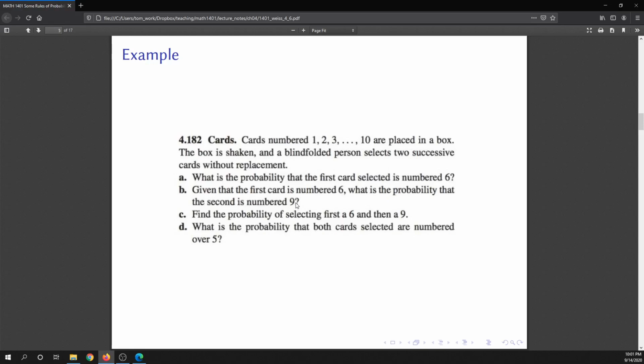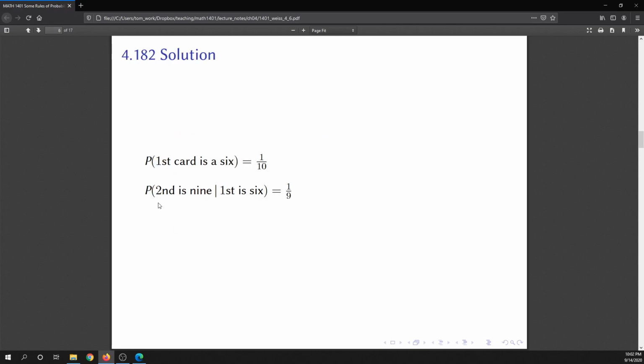In part B, it says, given that the first card is numbered 6, what is the probability that the second is numbered 9? So they want to know what is the probability that the second card drawn is a 9, given that the first card is a 6. And so that would be this probability here. What is the probability that the second card is a 9, given that the first is a 6.